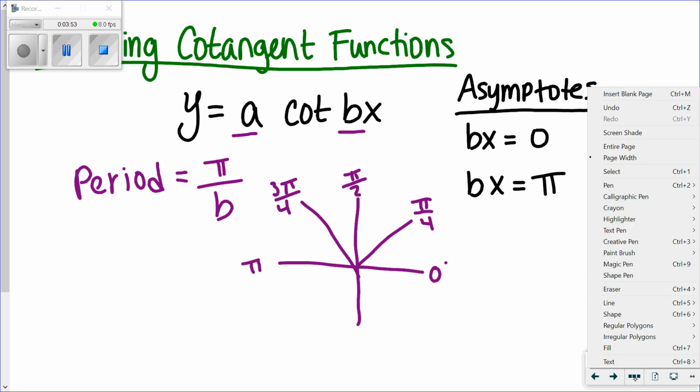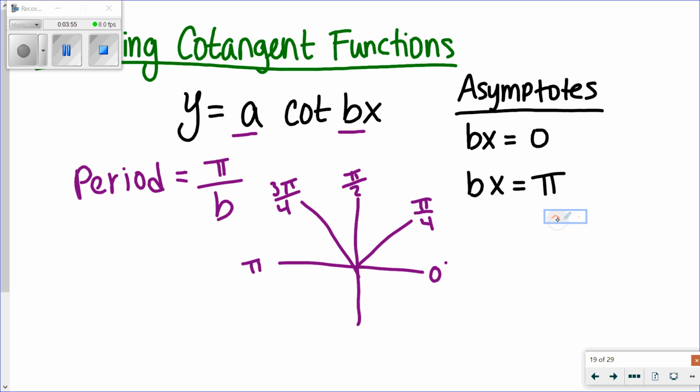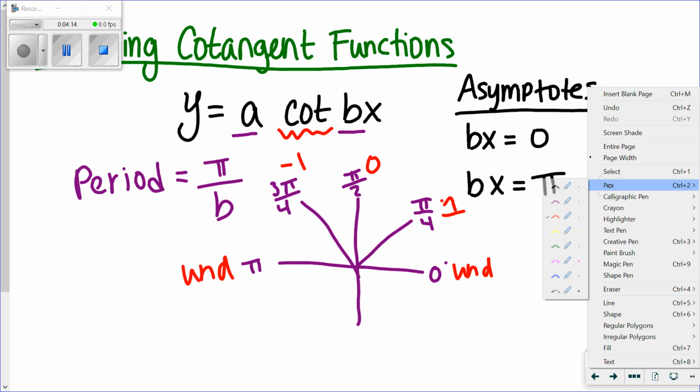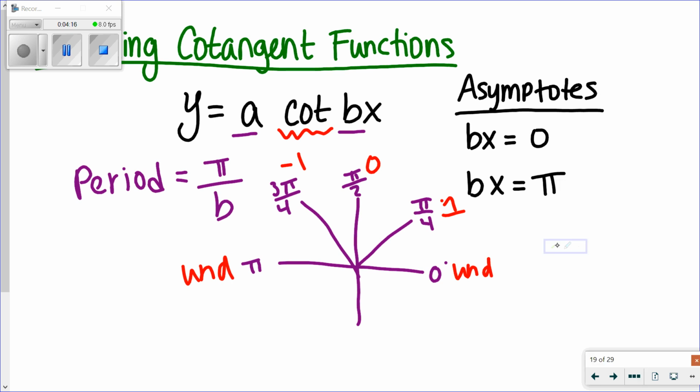And I'm going to quickly go in there and plug in our tangents. The cotangent at 0 degrees is undefined. It is 1 here, 0 there, negative 1 there, and undefined there. That gives us everything we need to then go and do a couple examples.